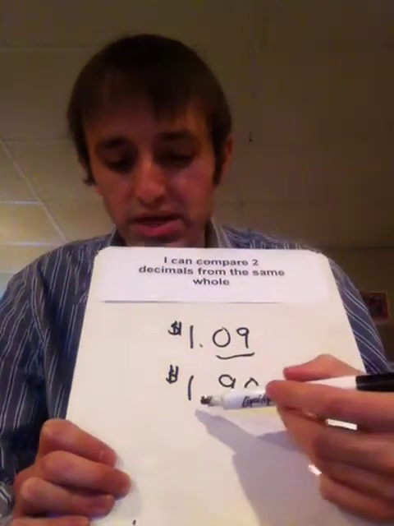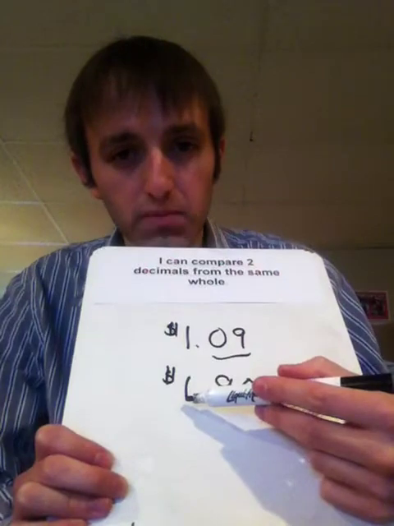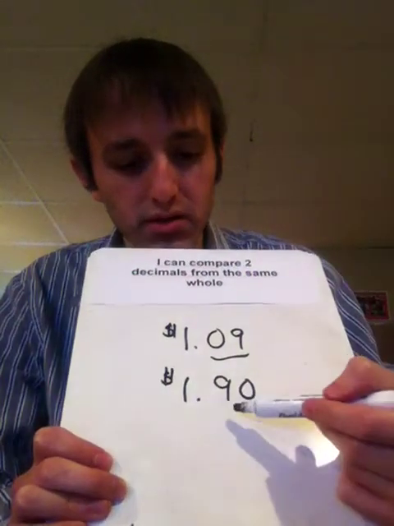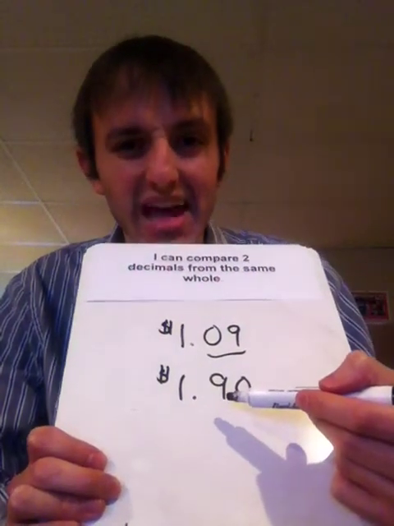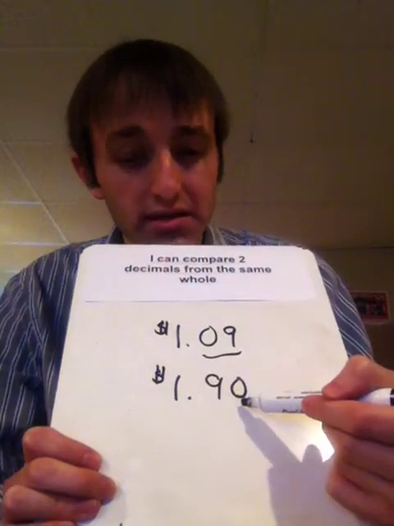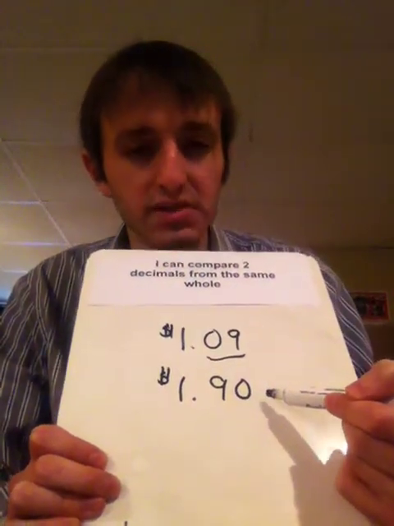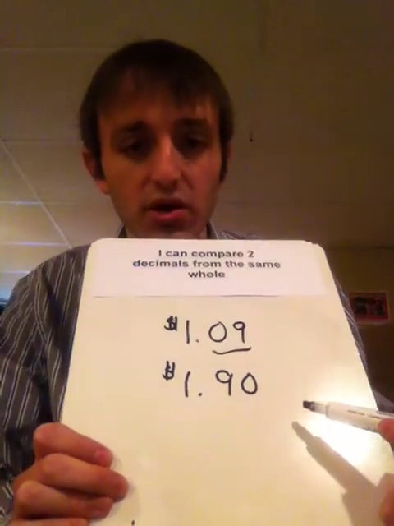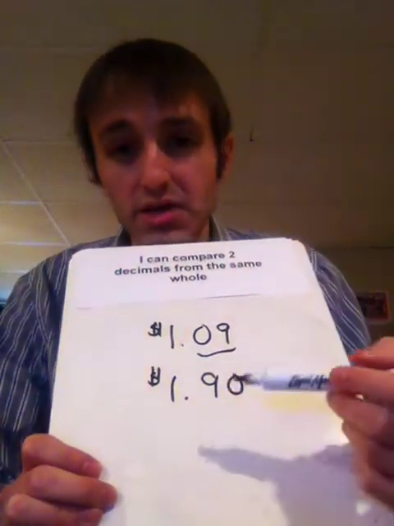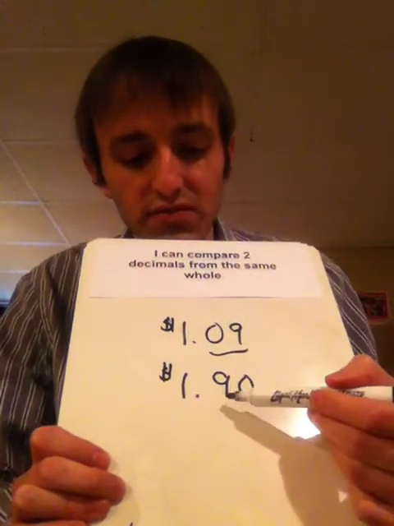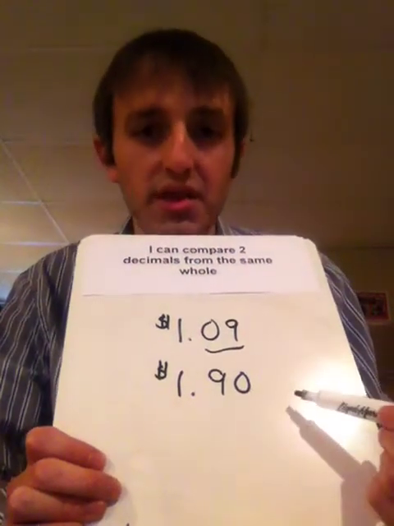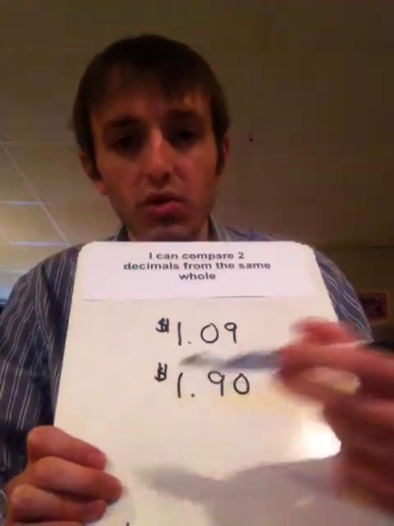Same with this bottom one. We have one whole, decimal point, 9 tenths, and 0 hundredths. And if we were to keep going, we'd have thousandths, ten-thousandths, and so on. This mirrors basically your whole numbers. As you can see, we have tenths, hundredths, thousandths. It just mirrors what the wholes would be.